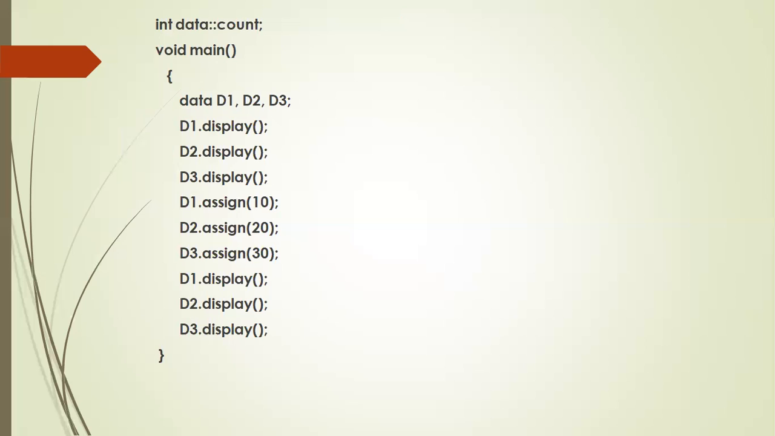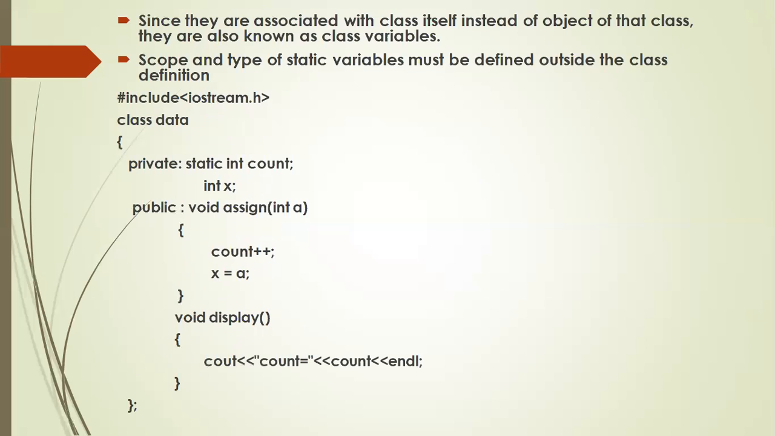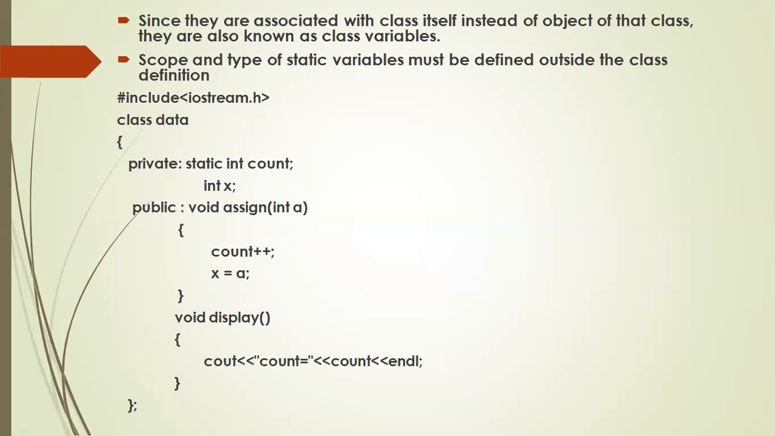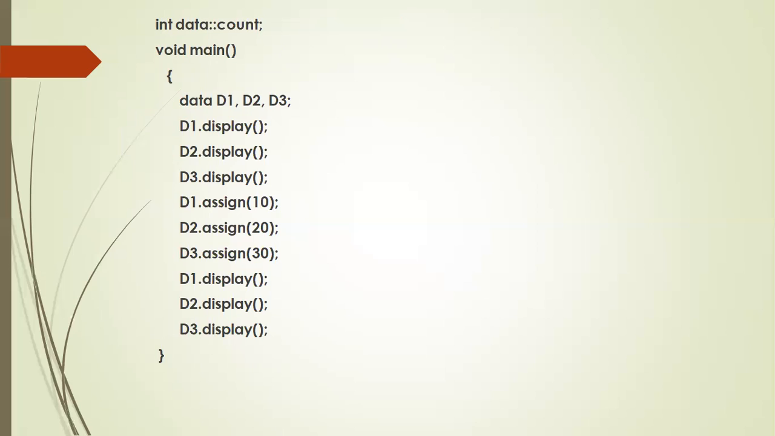Now see what happens when you call the functions one by one. First I'm calling the function D1.display. In the display function, what am I doing? Displaying the value of count. I told you a static data member is by default initialized to 0. So the output will be 0. Again, call the D2 display function. Now also it displays the value of count only. Again, the count value is 0. So when you call D1.display, D2.display, and D3.display, your output will be 0, 0, 0.